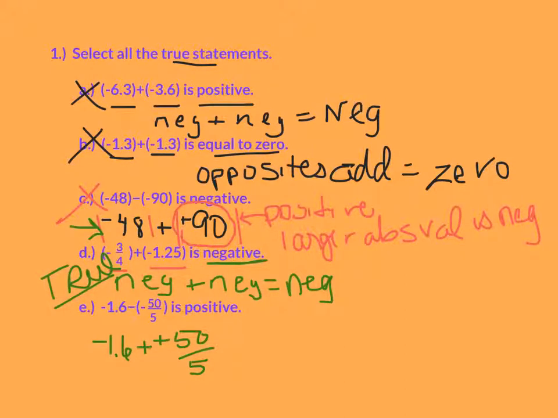Okay, so I know I'm going to be finding the difference between the two, and of course then take the sign of the larger absolute value. But I think the first thing that's wise to do here is to change that fraction, because it's pretty obvious, I imagine, to most of us. So that'd be negative 1.6 plus 50 divided by 5, or 50/5, is going to equal 10. So now, when I look to see which one of these has the larger absolute value, again, it's the positive number, so therefore my answer will be positive. And that is exactly what it says, so therefore this one is also true.